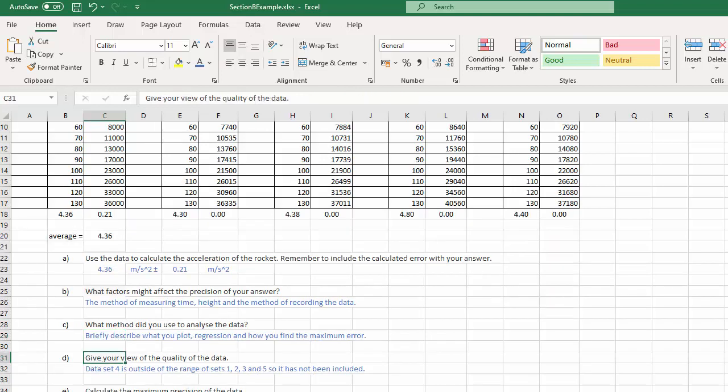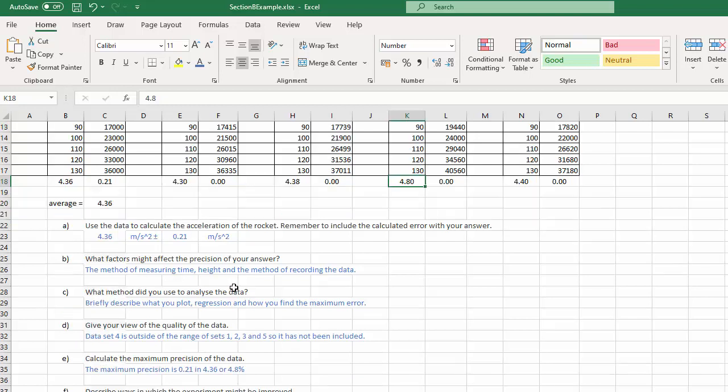Part D, give your view on the quality of the data. What the examiner is looking for there is the fact that some of the data is outside the error bars of the rest of the data and therefore needs to be excluded from the calculation.